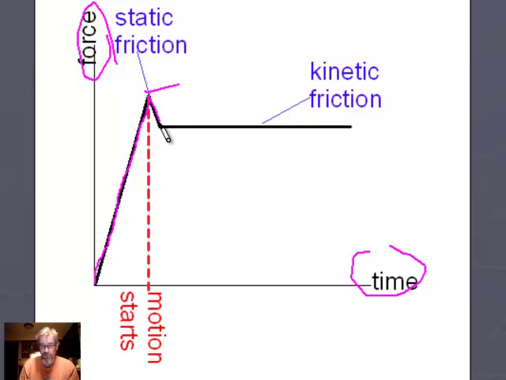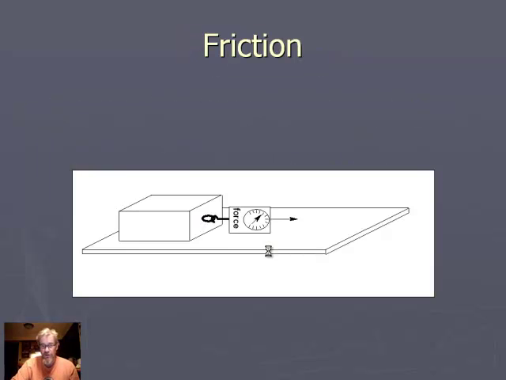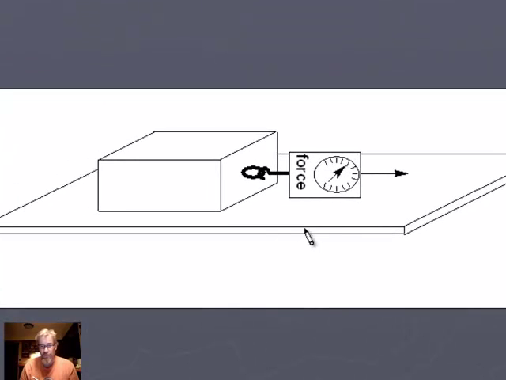That's the static frictional force. The kinetic friction will be much lower than that, and it happens after motion starts. We see that decrease. The second observation that's made is the frictional force turns out to be directly proportional to the normal force. We can imagine that that would be true. You push things harder, and you're going to get a bigger force.